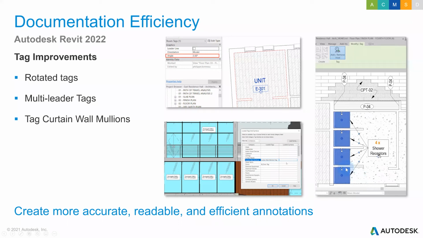Other improvements for tagging includes rotated tags. So here's a good example whereby this particular unit or room isn't quite square on the page. Maybe the rest of the building is, but this sort of deviates a little bit over here in the top left-hand corner. Well, now there is an angle parameter so that they can override the angle, keeping it a little bit more parallel and perpendicular with its perimeter walls. And tags can also now tag curtain wall mullions.